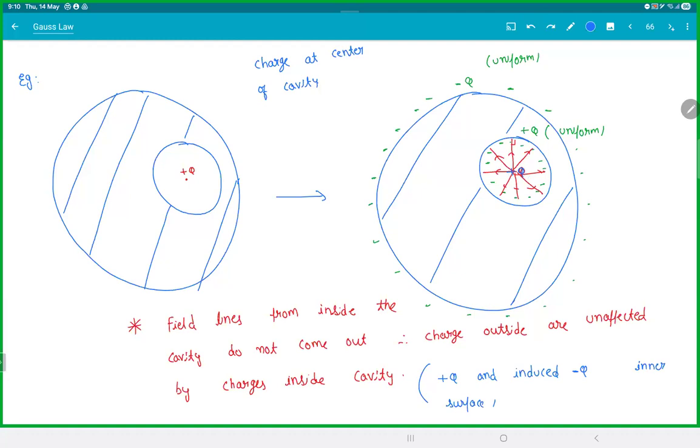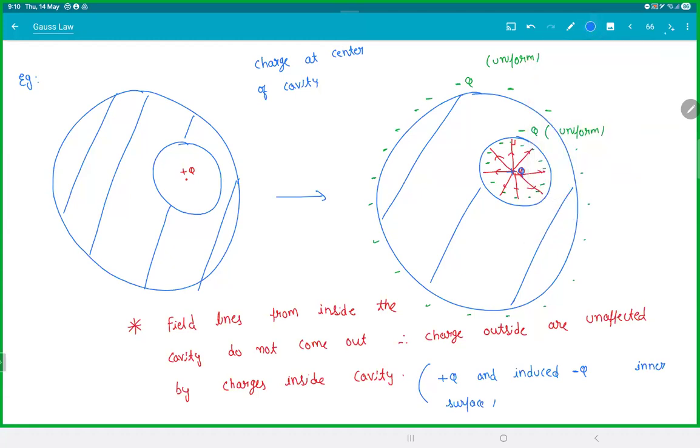Individually, they're interacting. The plus Q at the point charge is interacting with the outside. The minus Q induced is interacting with the outside. But together, they don't interact with anyone outside, because when you take them together, the field lines will vanish on the surface. Is this statement clear, everyone?